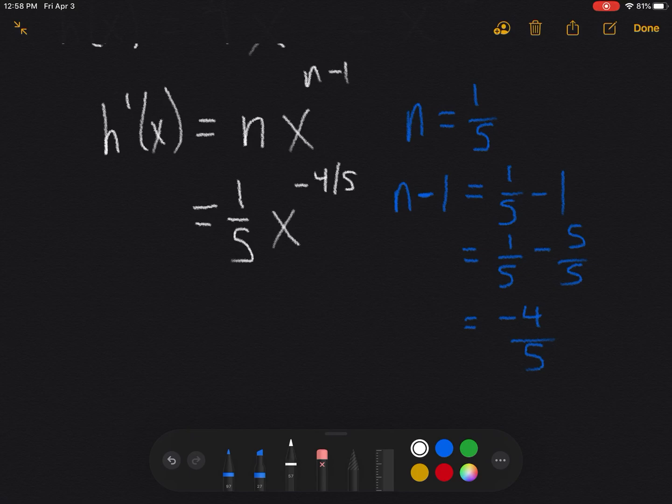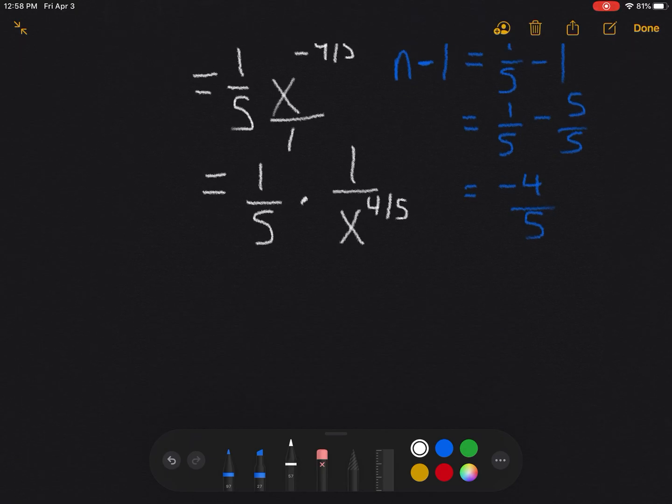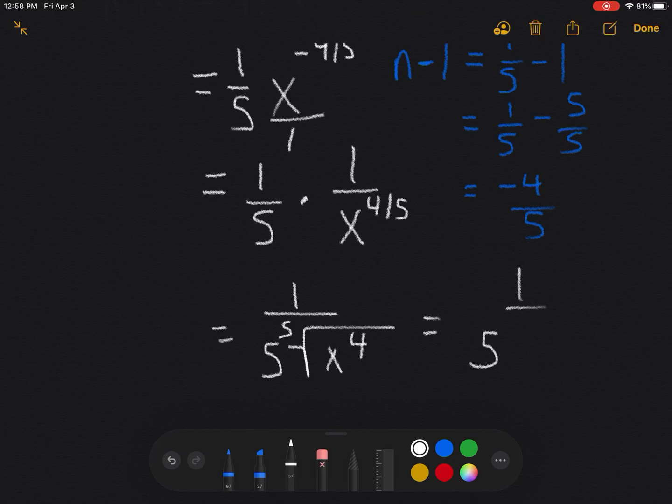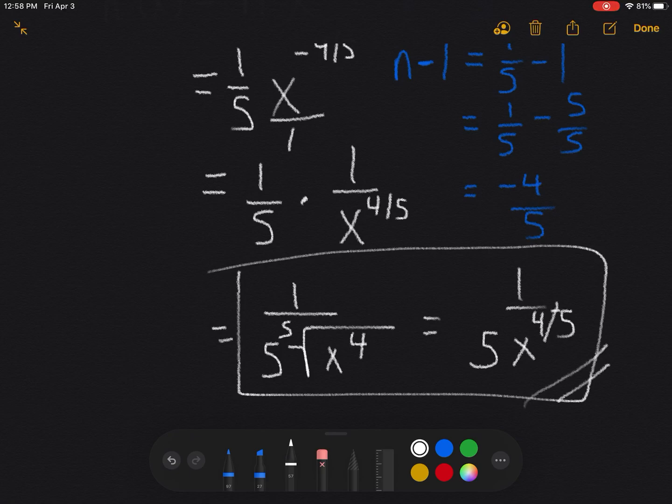And you remember in algebra, it's not considered fully simplified if we have a negative exponent. And the way that we resolve that issue is we take the reciprocal here. So we have x to the -4/5 over 1, and we're going to take the reciprocal. So now we have 1/5 times 1 over x to the +4/5, which you could put in radical notation if you like, and you could say 1 over 5 times the 5th root of x to the 4, or you could say 1 over 5 times x to the 4/5. Either one is good with me. These would both be acceptable final answers.